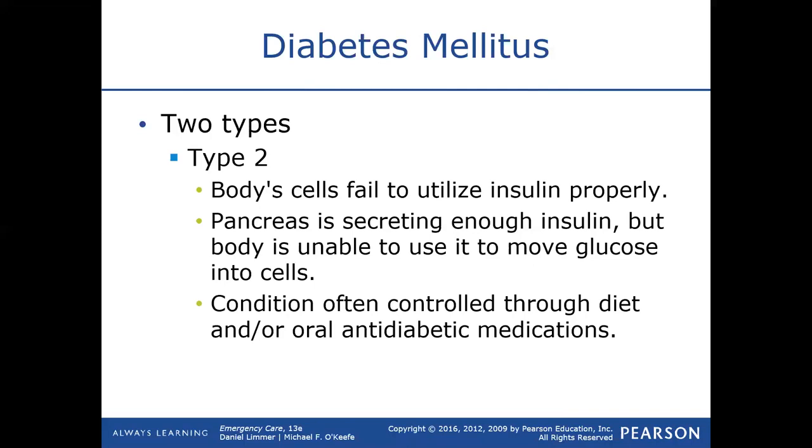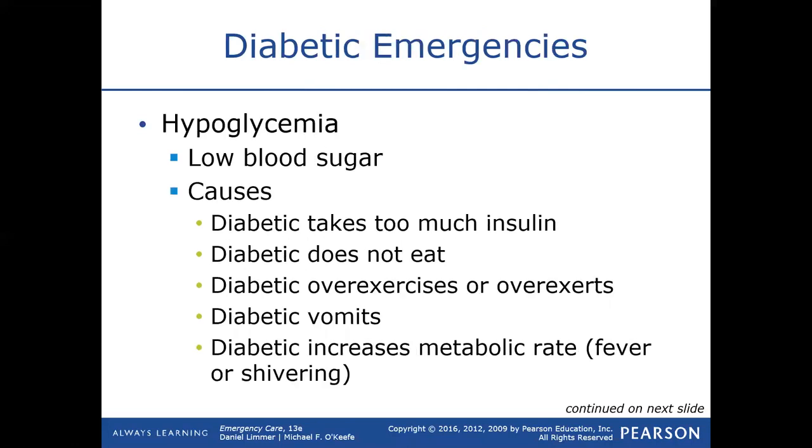And where this says the condition is often controlled through diet and or oral anti-diabetic medications, there's a lot of science pointing towards these low-carb diets, getting off the refined sugars and that kind of thing. And in some people, it has essentially cured type 2 diabetes because they're regulating their insulin levels a lot better, so your body's not constantly dumping it in, if that makes sense. Okay, we have a couple of conditions that we have to worry about with our diabetic patients.